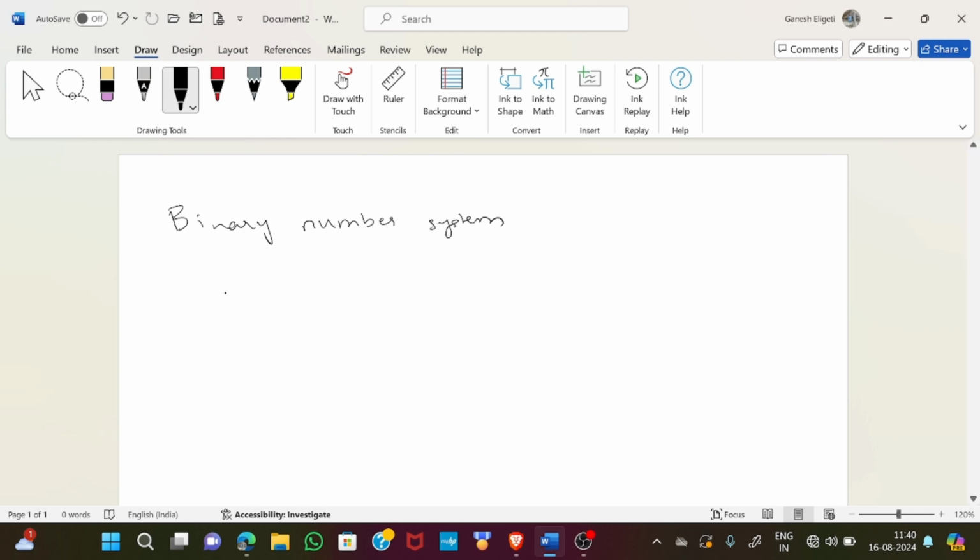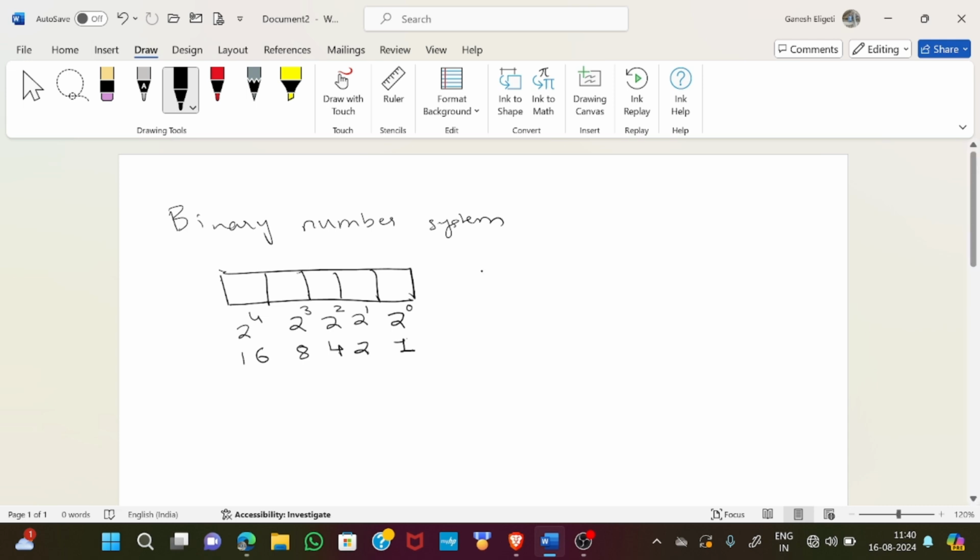In the binary number system, we represent numbers in powers of 2. Let's consider these boxes as digits, and let's take these as 2 power 0, 2 power 1, 2 power 2, 2 power 3 and 2 power 4. All these will result in 1, 2, 4, 8 and 16.